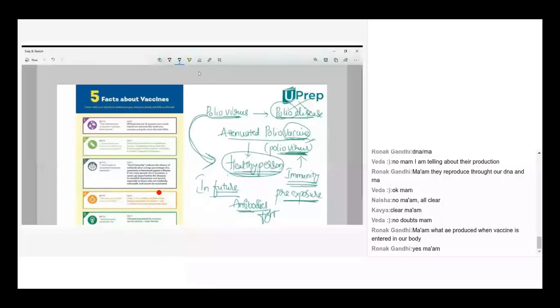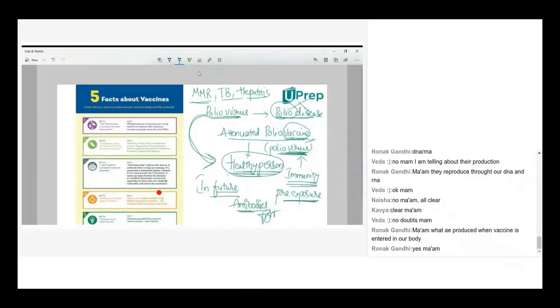If you take the MMR vaccine, measles, mumps, rubella vaccine, or the TB vaccine, or any other vaccine. Recently, they are giving the hepatitis vaccine also. The recombinant hepatitis vaccine came recently. Recently means 5 years back itself it came.